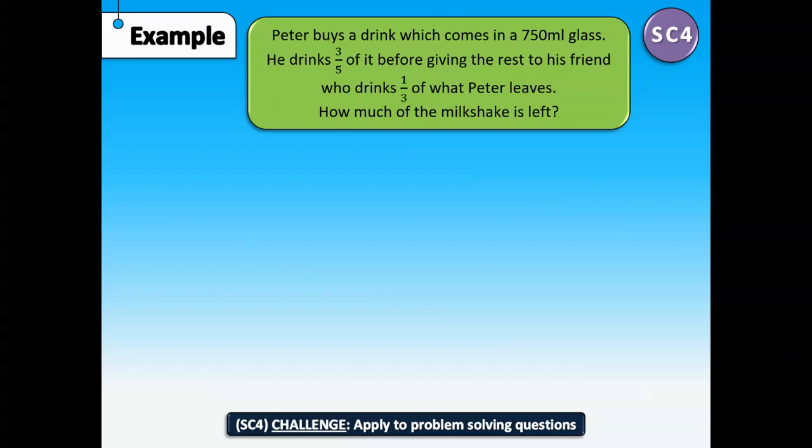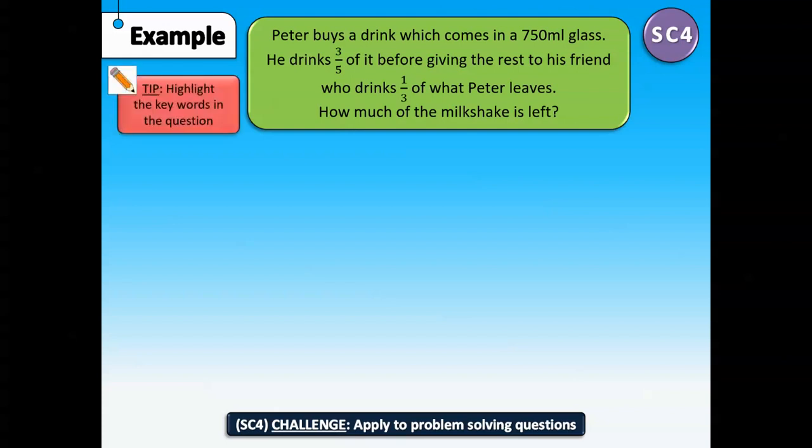So this question says, Peter buys a drink which comes in a 750 milliliter glass. He drinks 3/5 of the drink before giving the rest to his friend, who drinks 1/3 of what Peter has given him. How much of the milkshake is left?